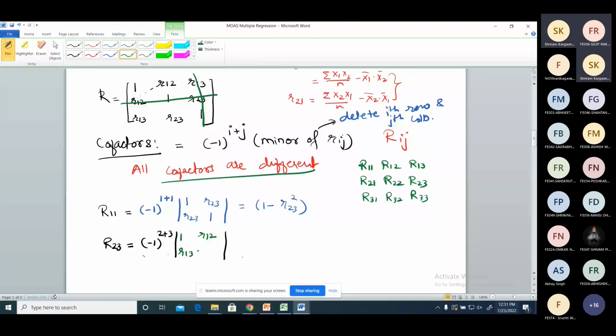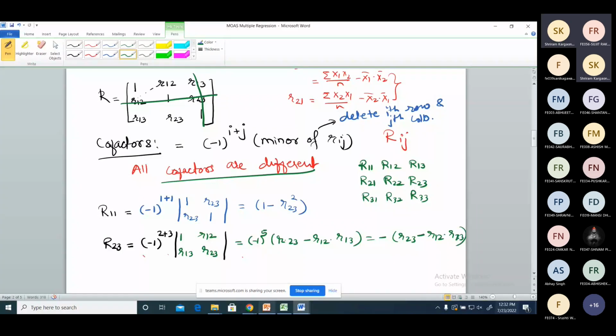So now minus 1 to the power 5, odd power, so it will return the minus sign. And here cross multiplication: R23 minus R12 into R13, right? So it will be like this. So it is minus (R23 minus R12 R13). Okay, so understand this one.